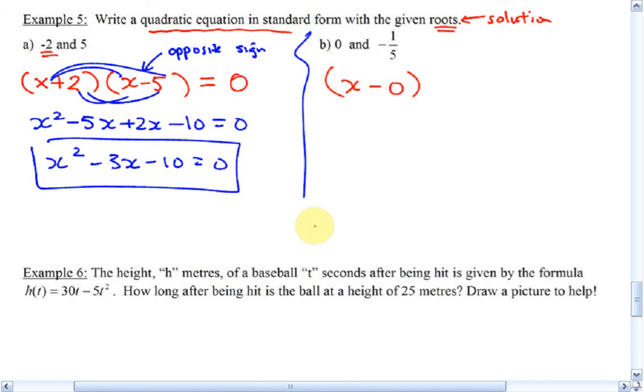It could be x plus 0 too. Plus or minus 0, does it matter? That's fine. Okay, how about the next one? x plus 1/5.